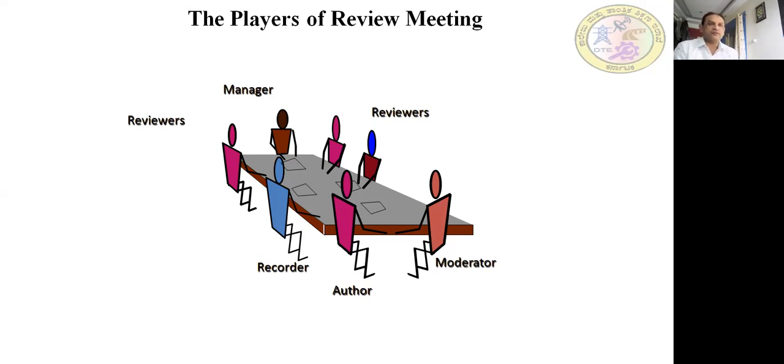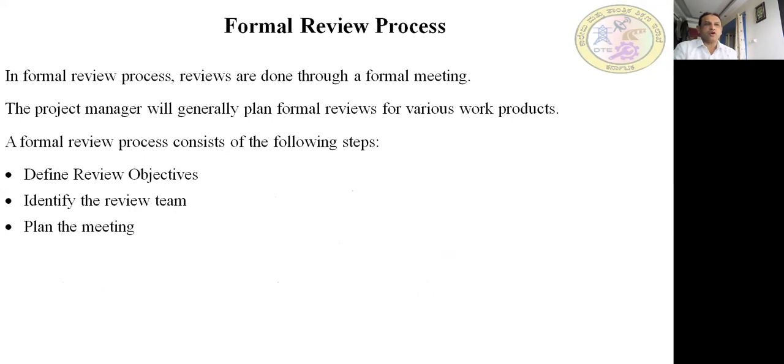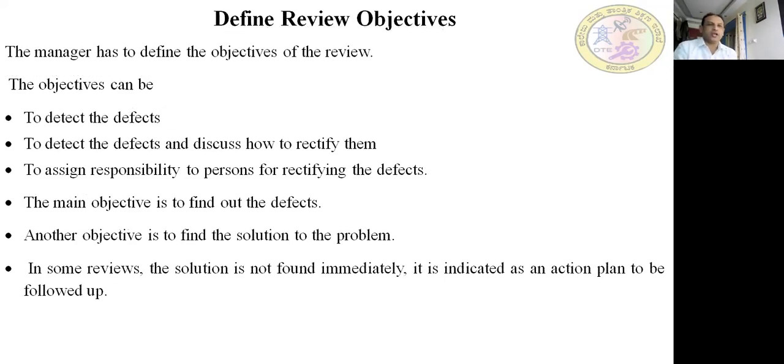Yes, fine. After that, we discussed that the formal review process consists of defining review objectives, identifying the review team, and planning the meeting. So all three things we have discussed. First was defining review objectives. The aim was to identify the defects, how to rectify them, who has to rectify them, and what the solution is for a particular problem. If there is no solution, you need to find the solution in the action plan. That is defining the review objectives.